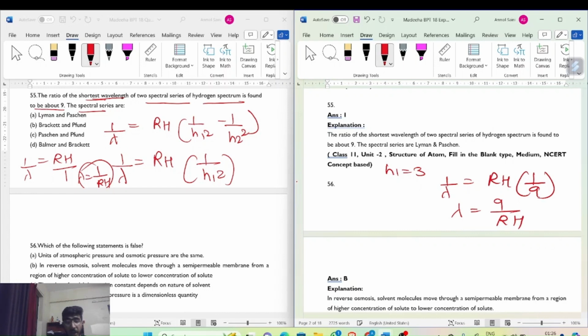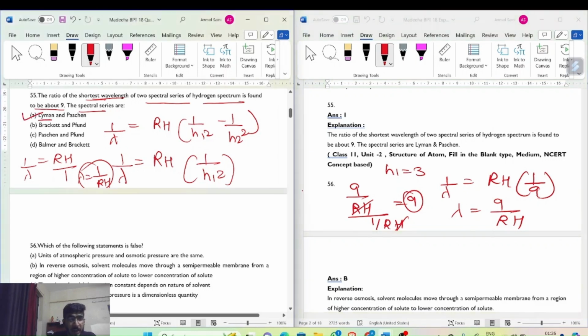Okay. And we have to calculate its ratio. So the ratio will be 9 upon RH divided by 1 upon RH. So RH will be cancelled out, and the 9 will be left. Okay. So the correct answer will be option number A, Lyman and Paschen series. Similarly, we can find the ratio for the other series as well, but the correct answer is option number A, which is Lyman and Paschen series.